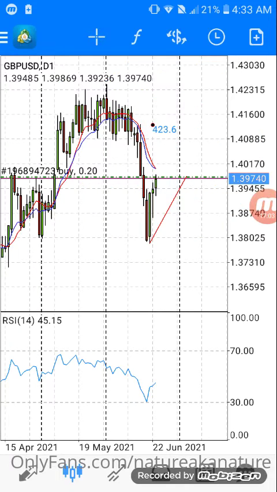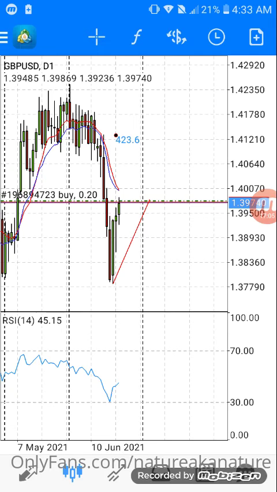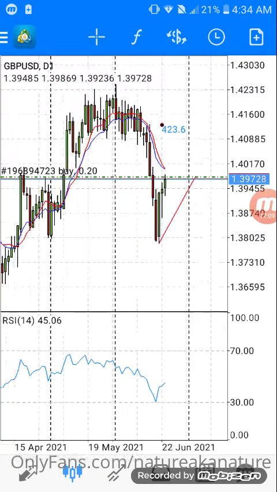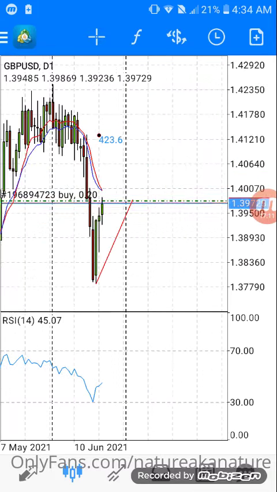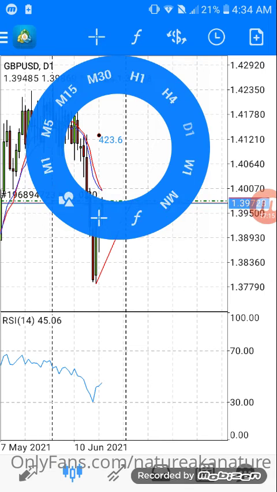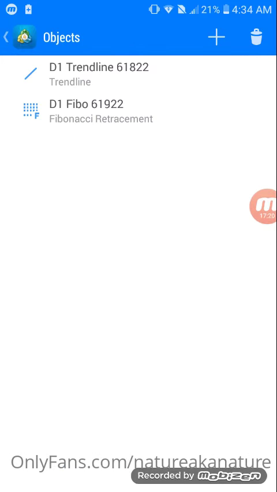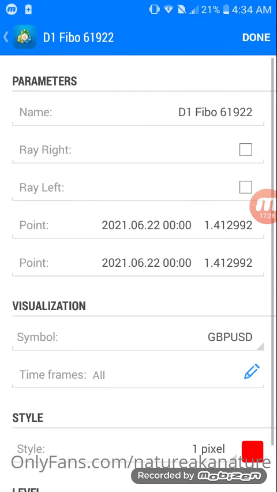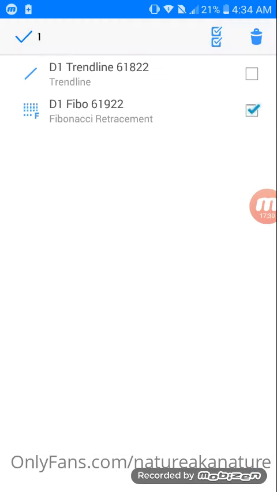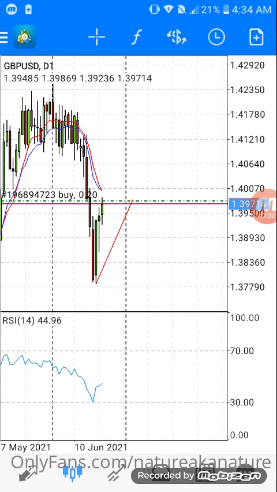Hold on. Why is it not letting me draw? On there. Okay. Hold on. Let me just delete this Fibonacci retracement level because it's not working. Draw it again.